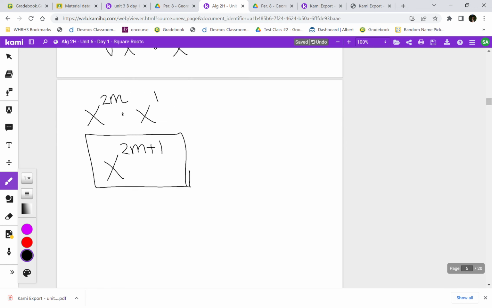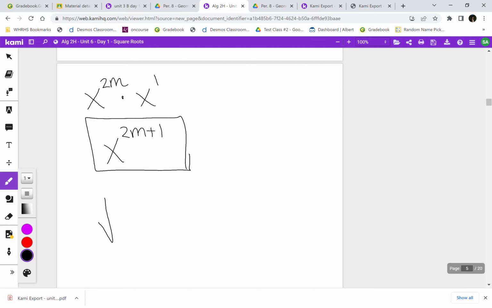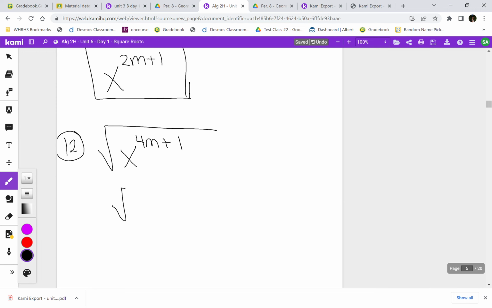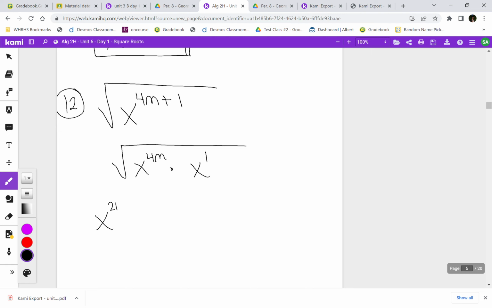All right, next one. So here we're going to have the square root of x to the 4m plus 1. Remember what I said, if it's visually easier for you to figure out what to do when you don't have the binomial exponent, split it. X to the 4m times x to the first. Square root of x to the 4m is x to the 2m, nothing left over. What about x to the first? Any pairs there? No, so it's just x to the 2m root x.